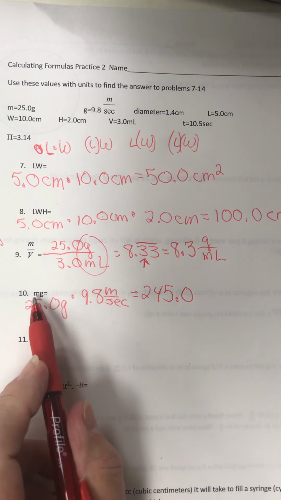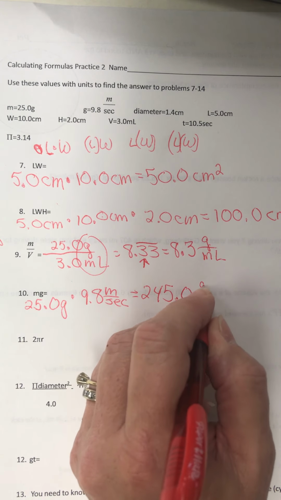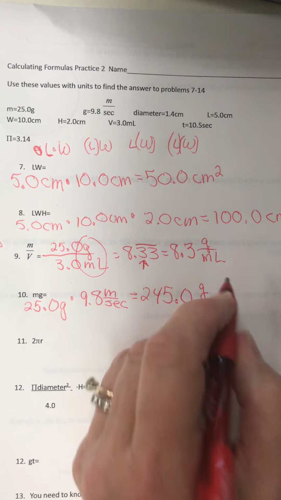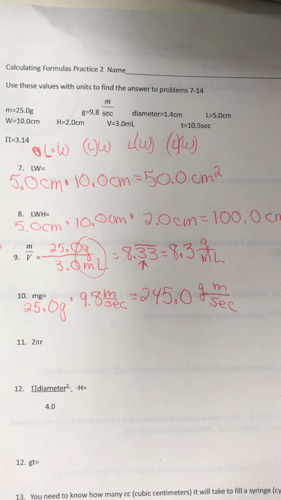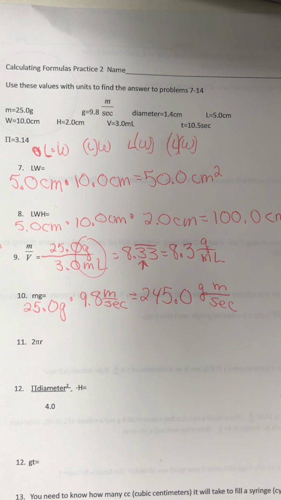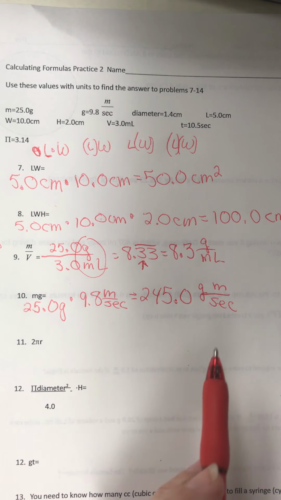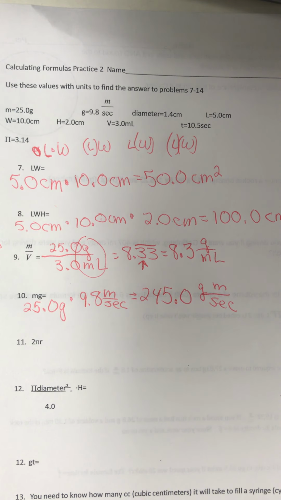The formula says mass comes first, so grams on top, meters on top, over seconds on bottom. We kept them all. And a gram meter per second is a real unit. It means you can move 1 gram object 1 meter in 1 second.